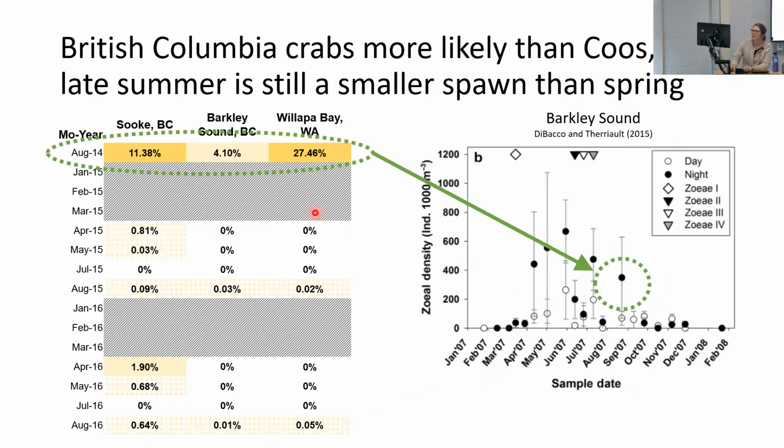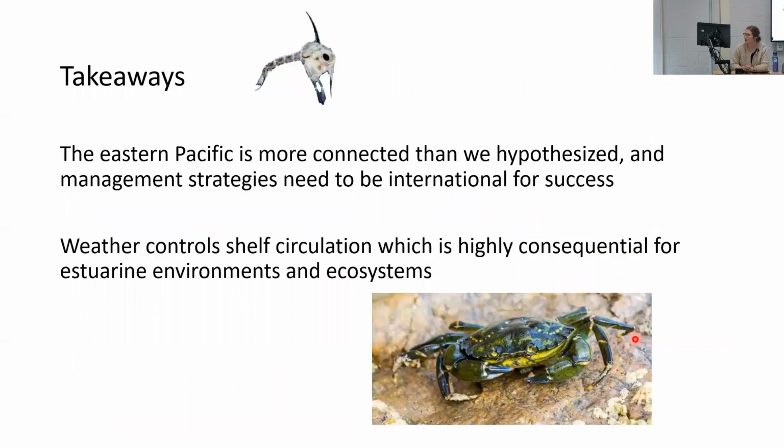And in general, British Columbia crabs were more likely than Coos, but the late summer times where they could get into the Salish Sea are, even for those crabs, their smaller spawning season. So there's a lot to go into, and we found ourselves more like, well, they could have come from anywhere. And that was our main takeaway: the Eastern Pacific is a lot more connected than we hypothesized, and our management strategies need to be international if they're going to succeed.